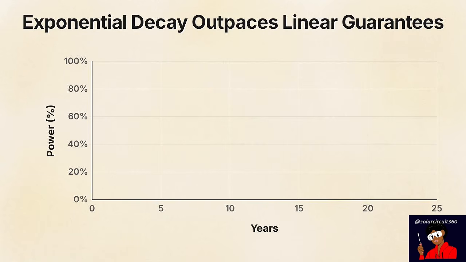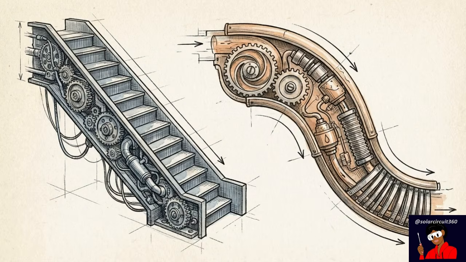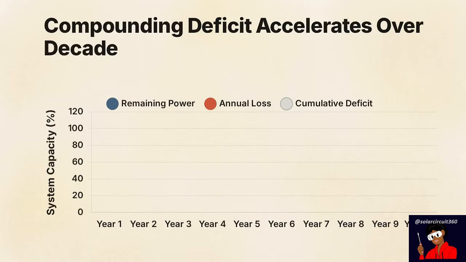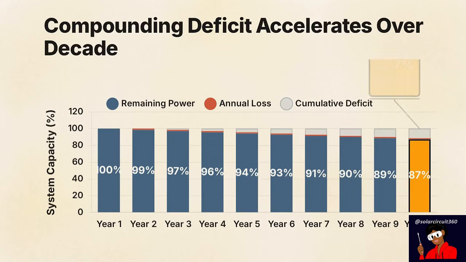This line chart maps how these physical factors mathematically compound. It plots the exponential decay formula for power over a 25-year timeline, contrasting a steep exponential curve against a straight linear baseline. A typical degradation rate of 0.7% per year is not a flat linear drop. Because the loss is calculated against a shrinking total every year, the long-term deficit compounds rapidly over a decade.